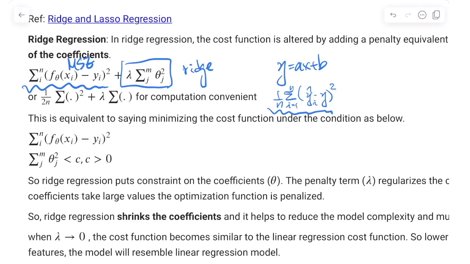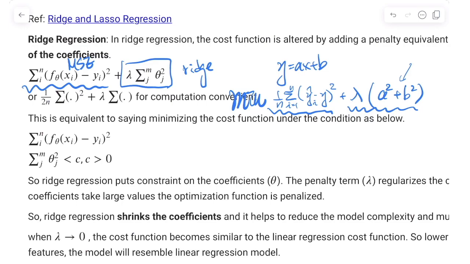But we not only minimize the MSE, we also minimize, okay, there's a lambda right here, okay? We also minimize this value. And the lambda right here is the weight. You should define the weight, okay? So we also try to minimize this value.